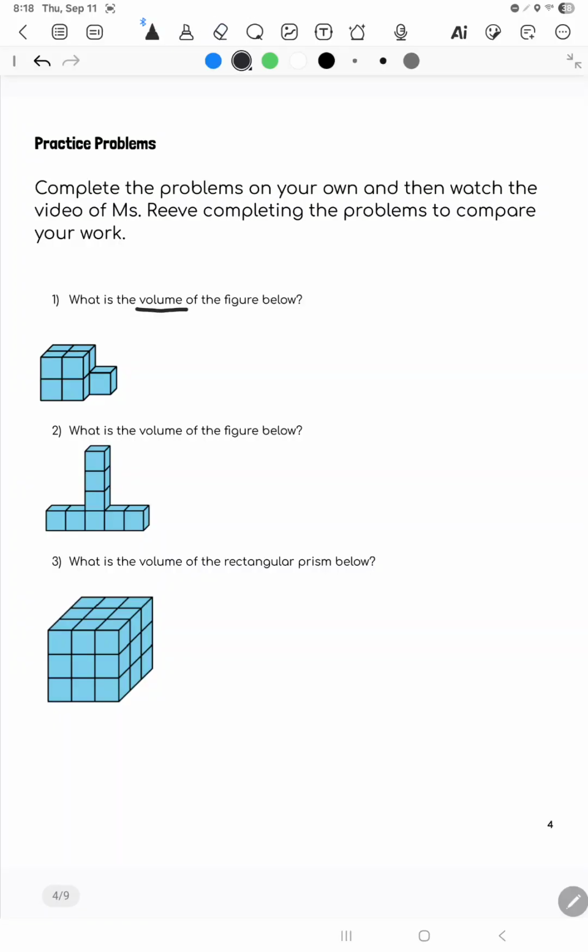I'm counting the cubes. So I've got 1 cube, 2, 3, 4 are definitely visible. 5 cubes. So far I've got 5, but we know this is a solid figure, and there are the same cubes behind this layer. So that means there's going to be another 4, making a total of 9. So the volume is 9 cubic units.